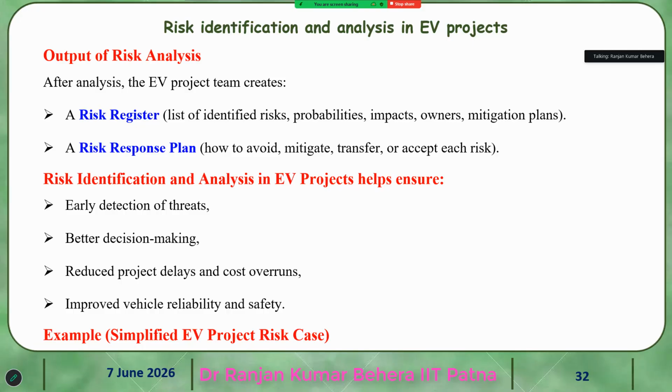So what is the output of risk analysis? One is the risk register, where you can identify the most dangerous risk, the probability of when it will occur, what it will impact, who is responsible, and how to mitigate it. These are in a risk register that will be given to you. Very nice.